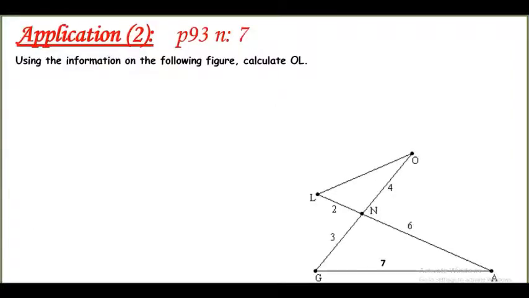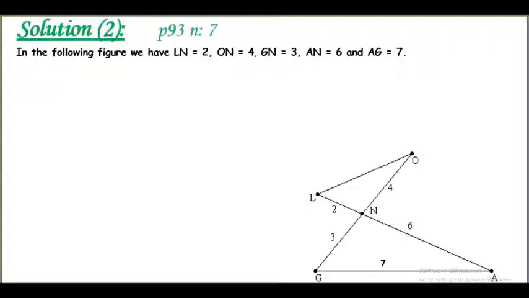Now we want to solve an application on the second case, which is exercise number 7, page 93 on your copybooks. In this exercise, using the information of the figure, I want to find the length of OL. In the following figure, I have LN is 2, ON is 4, GN is 3, NA equals 6, and AJ is 7 centimeters. I want to find the measure of OL.